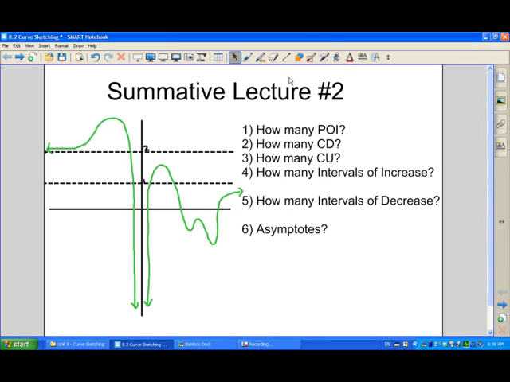Welcome to Summative Lecture number 2. In this lecture we're going to look at a way to sketch curves using all the calculus that we've learned so far. Just to start though, I want to take a look at a quick graph that I've drawn and answer a few questions about this graph.